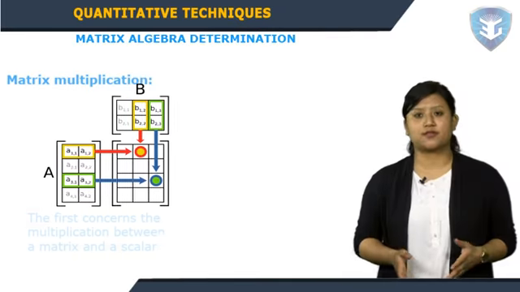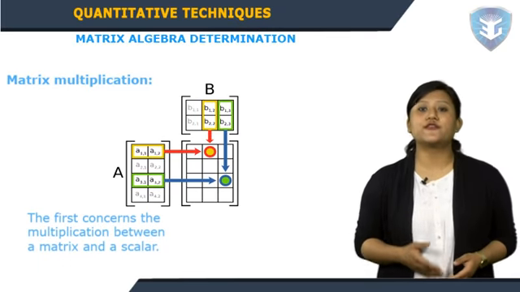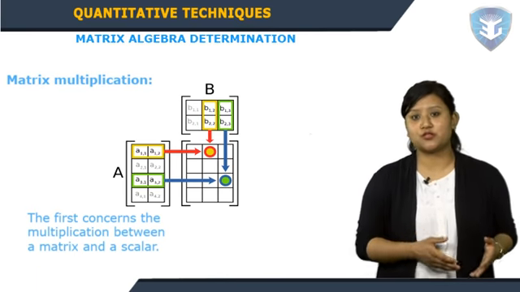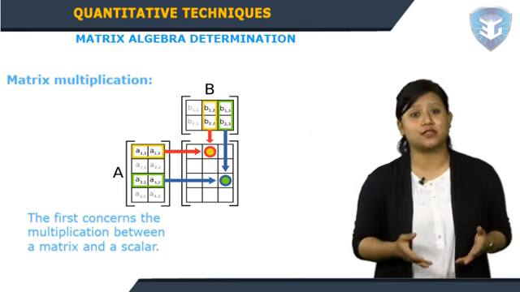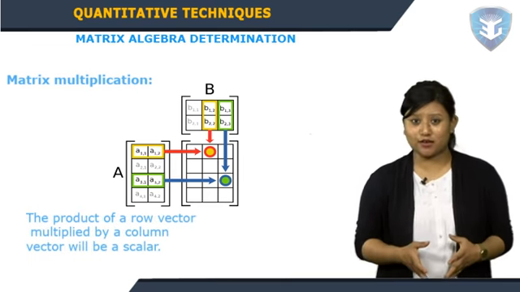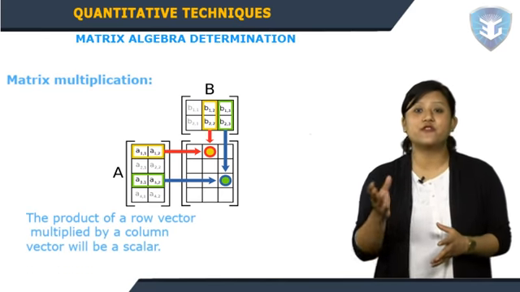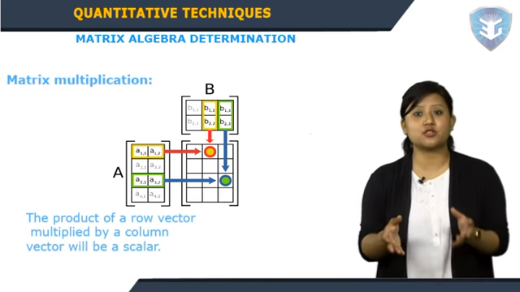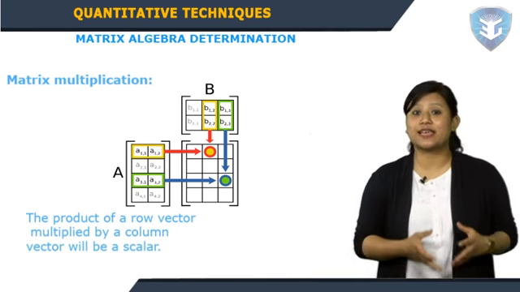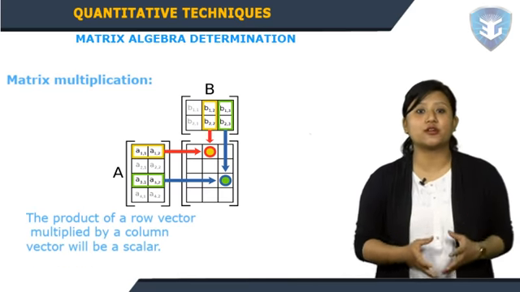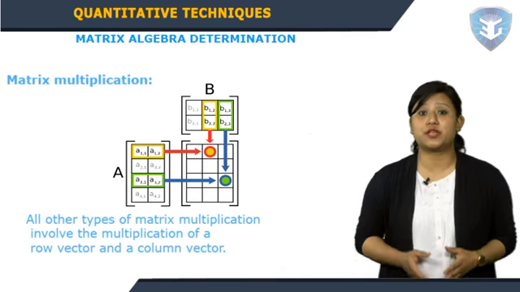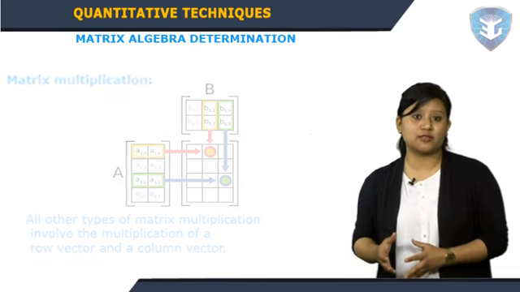Matrix multiplication. There are several rules for matrix multiplication. The first concerns the multiplication between a matrix and a scalar. Here, each element in the product matrix is simply the scalar multiplied by the element in the matrix. The product of a row vector multiplied by a column vector will be a scalar. This scalar is simply the sum of the first row vector element multiplied by the first column vector element plus the second row vector element multiplied by the second column vector element plus the product of the third elements, etc. All other types of matrix multiplication involve the multiplication of a row vector and a column vector.